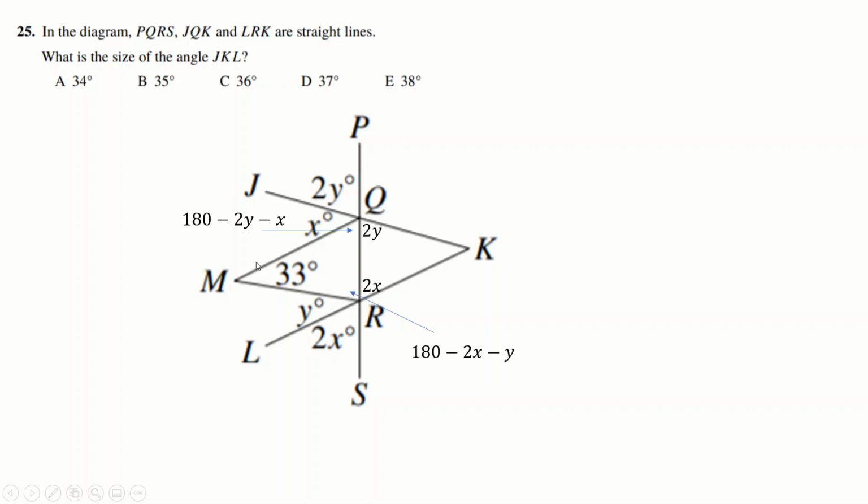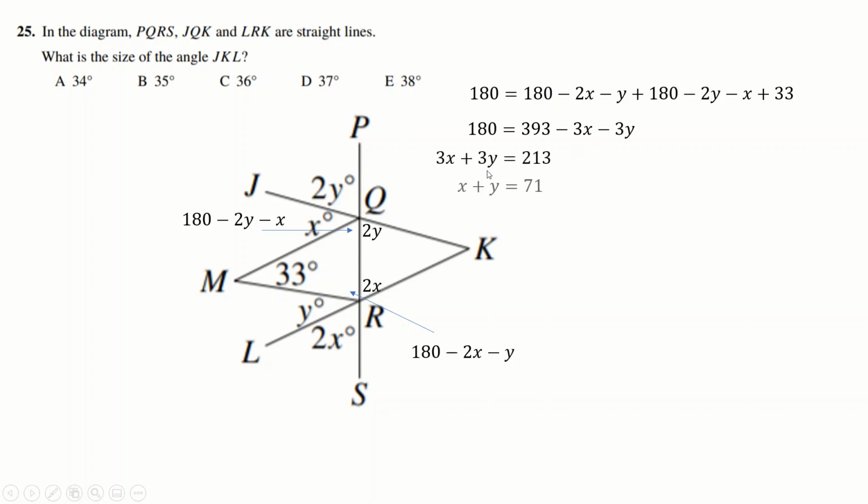Well, looking at this triangle, somehow I have to use this 33 degrees thing, because it's the only actual number I have. So looking at this triangle, 180 equals this angle plus this angle plus this angle. So that's what I've written there. 180 is this angle plus this one plus 33. Let's sort this all out. Now I know there's x's and y's here. Divide by 3 here and we get x plus y is 71, which isn't amazingly helpful.